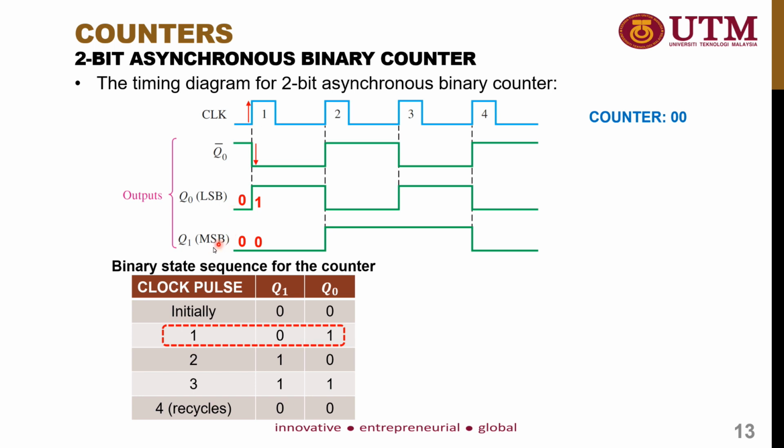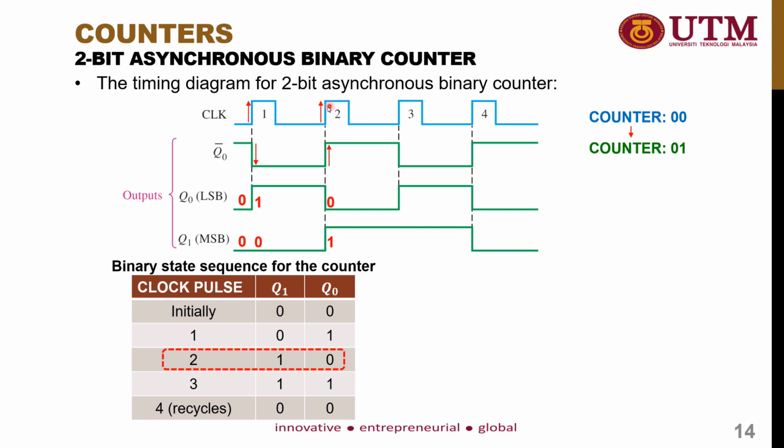You see here, the output Q1 doesn't change, because the output that comes from Q0 bar is falling. As the asynchronous binary counter is positive edge triggered, the Q1 output will only toggle if the output signal of Q0 bar is at a rising edge. Next we go to the next stage of the clock, which is the rising edge of the second cycle.